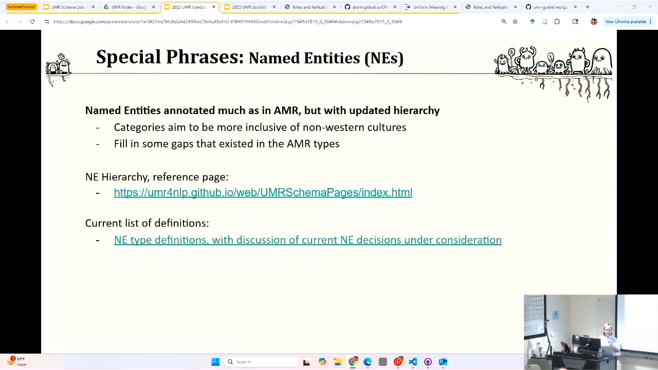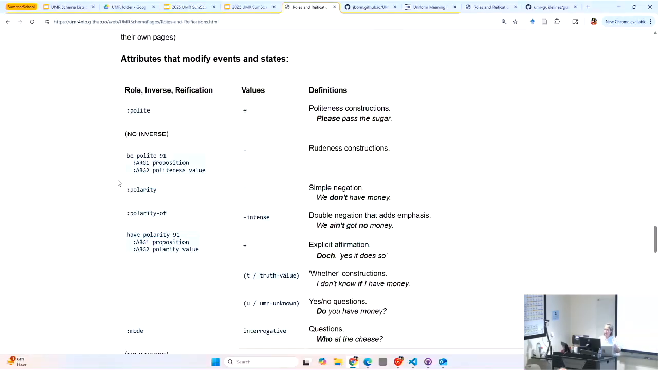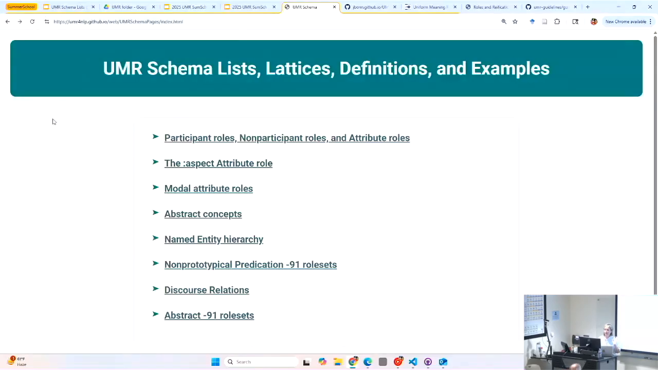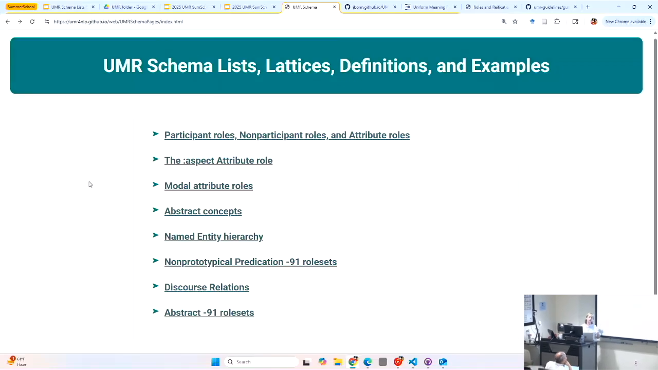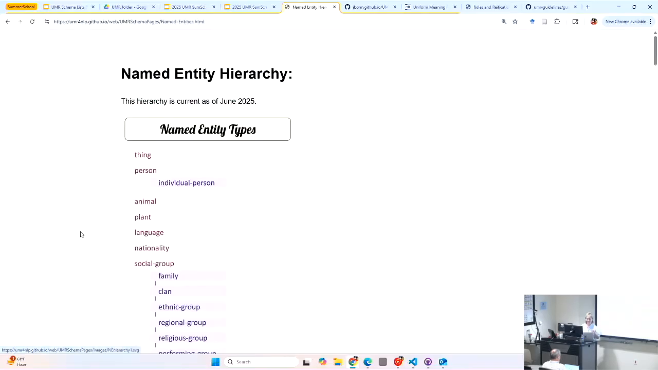Okay, so the named entities, let's look at the named entities first. We have updated the named entity hierarchy. The English AMR hierarchy was great. There were holes in it, but also it's very Western culture centric. So there was a lot of effort that went into trying to come up with categories that were just more inclusive of non-Western cultures. It is a bigger hierarchy. It went from like 70 types to like 180 or something like that.